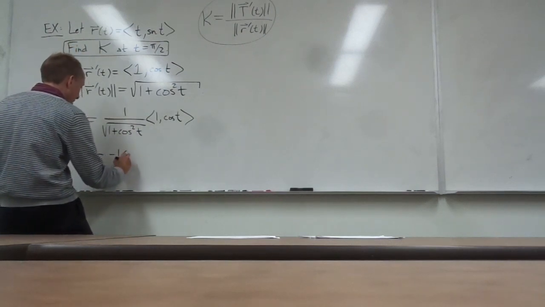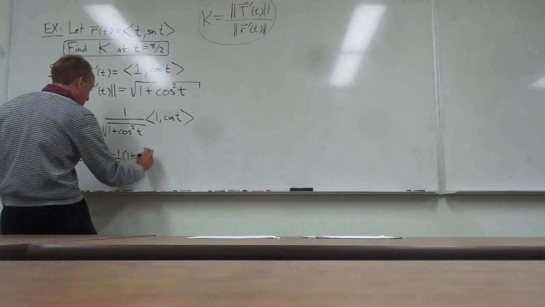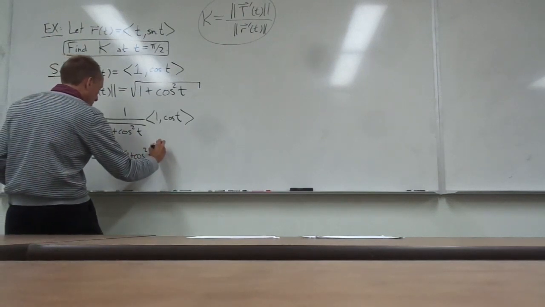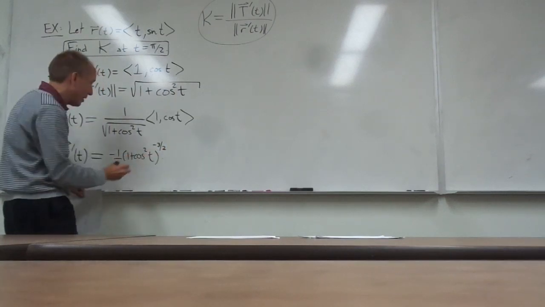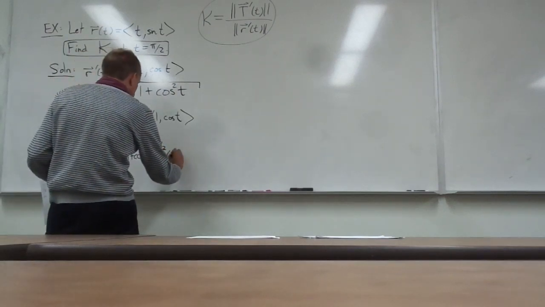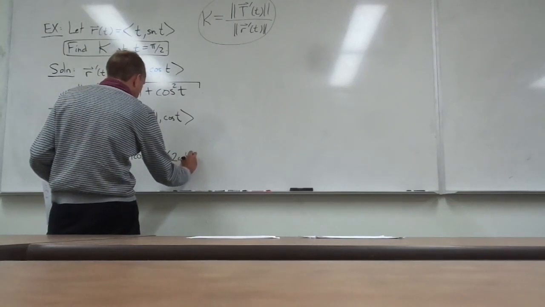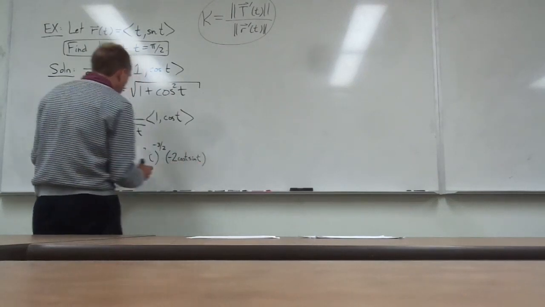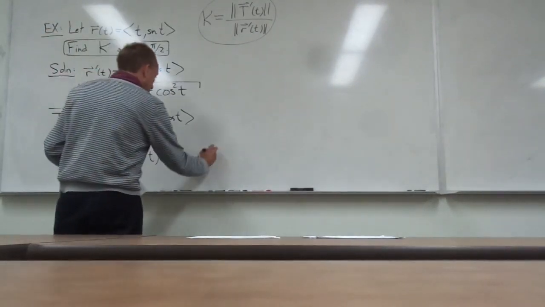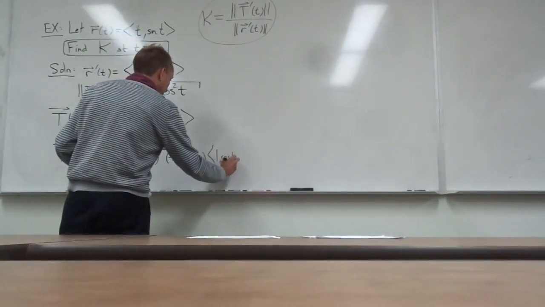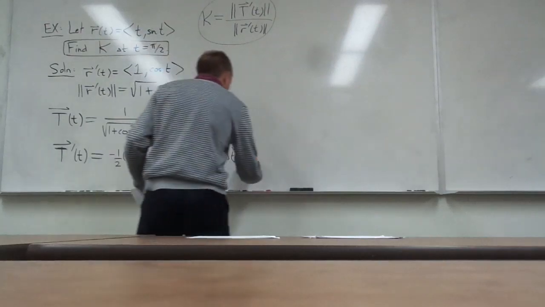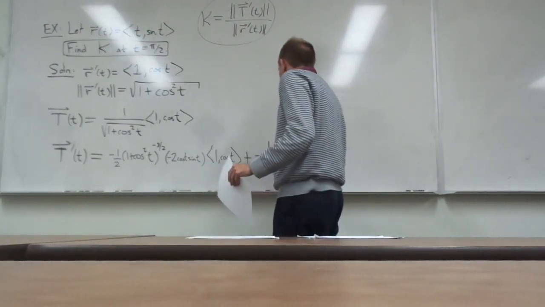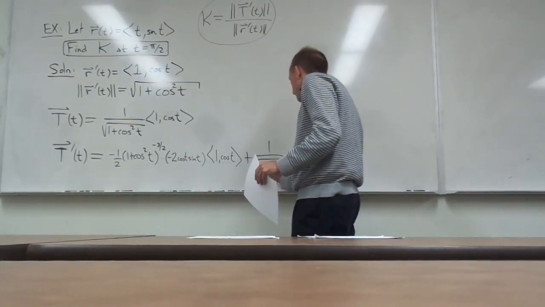So negative 1/2, 1 plus the cosine squared of t to the minus 3/2, and then times the derivative of the inside function, which would be negative 2 cosine of t sine of t. So all of that is just the derivative of the first part. I'm going to multiply it by the second part. And then I'm going to add the first part times the derivative of the second part.